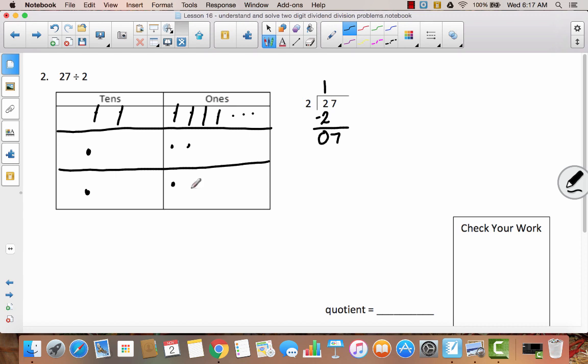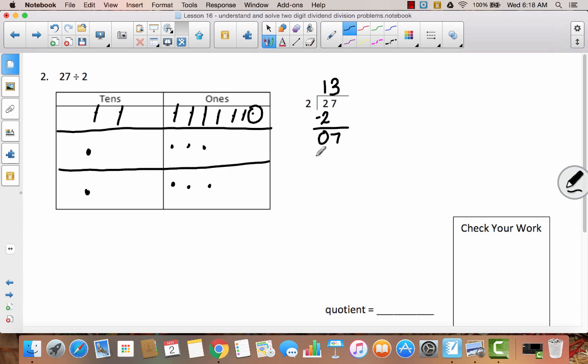I'm going to just keep going until I either have equal groups or I have some left over. So when I get right here, I get to the same point that I was just a minute ago in problem number 1. I have this 1 left over, so I can't distribute it because I'll have unequal groups. So when I took my 7 1s and I divided it into two groups, how much was in each group? Again, I had 3. So 3 goes in the quotient.